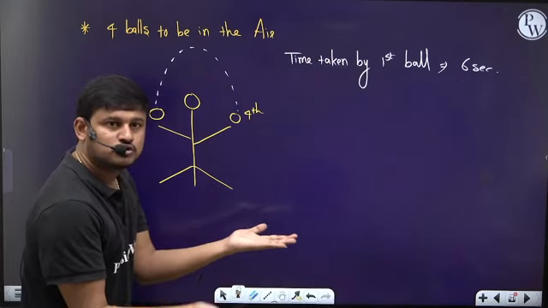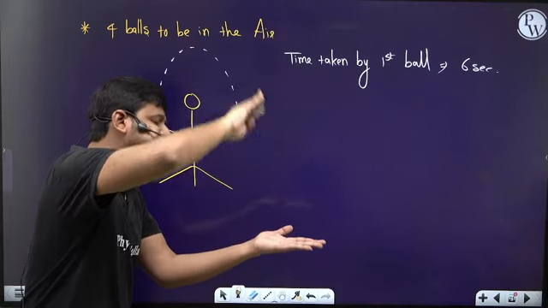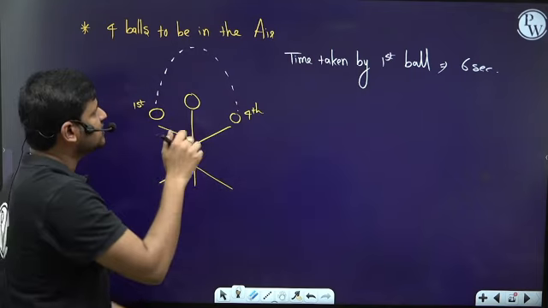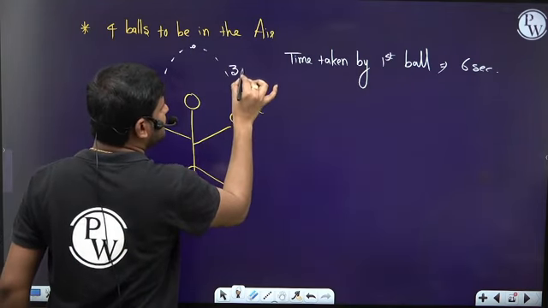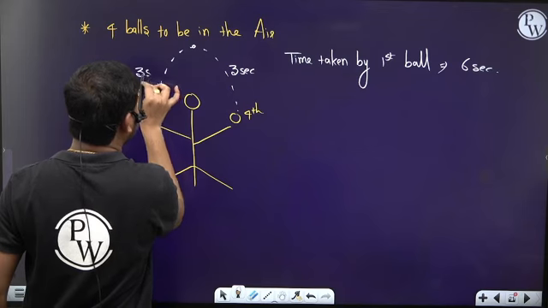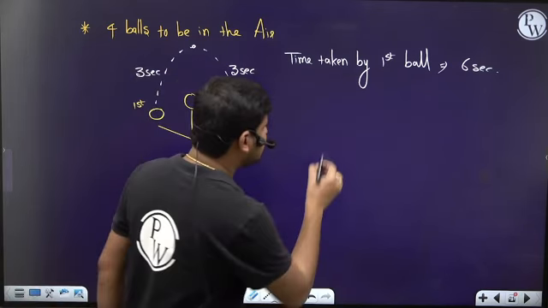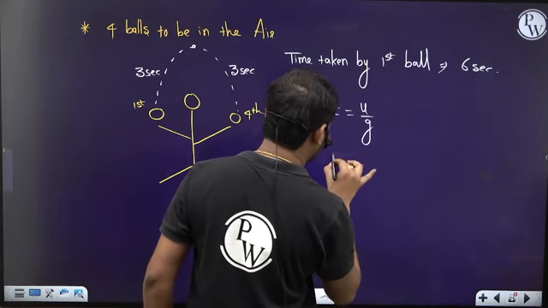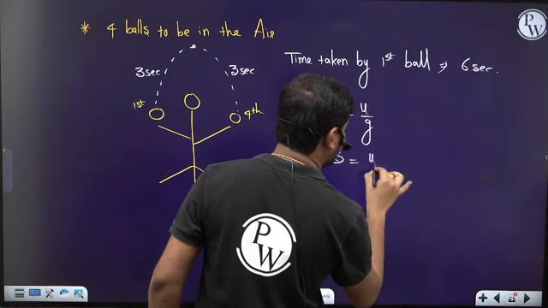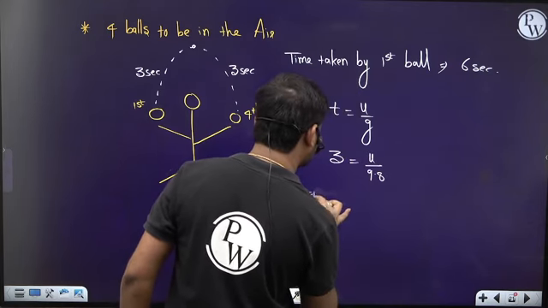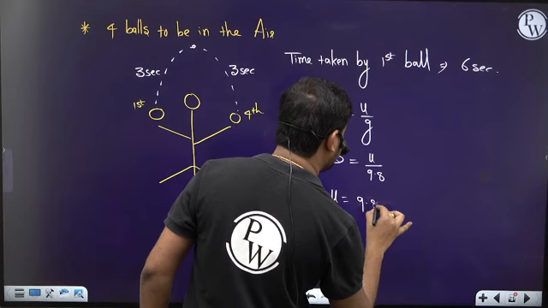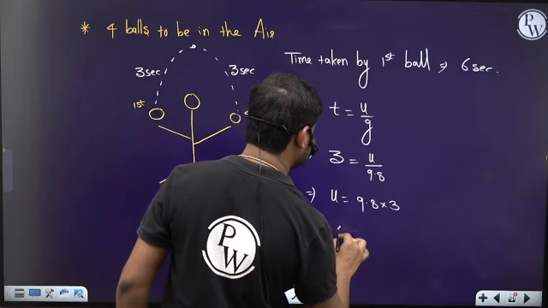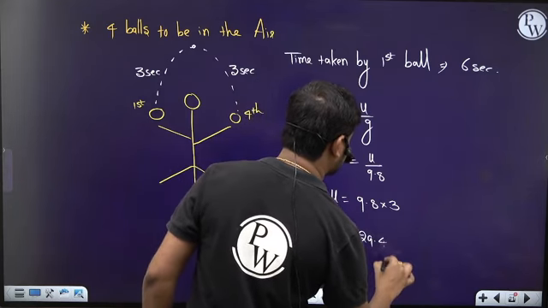So while throwing the fourth ball, the first ball is reaching the second hand. So the total time taken by the first ball is 6 seconds. 6 seconds means time of ascent will be equal to 3 seconds and time of descent will be equal to 3 seconds. Yes or no? So in that case again use the formula T = u/g. We have T as 3 seconds, u we have to find, g is 9.8. So u = 9.8 × 3, which is 27 + 2.4. So u = 29.4 meter per second.